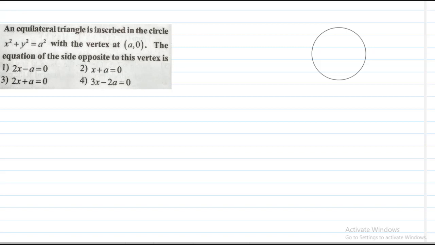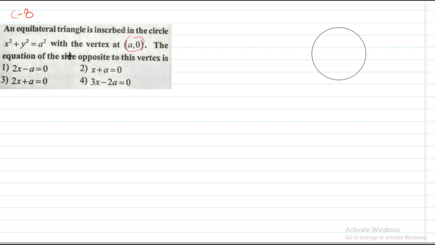Here one problem is given, our first problem. I can say this is C8 because in the last part we completed 7 problems. So I want to read the problem first. An equilateral triangle is inscribed in a circle x square plus y square equal to a square, whose center is 0, 0 and radius is a, with one of the vertices a, 0. Means automatically this is a point on the x-axis.